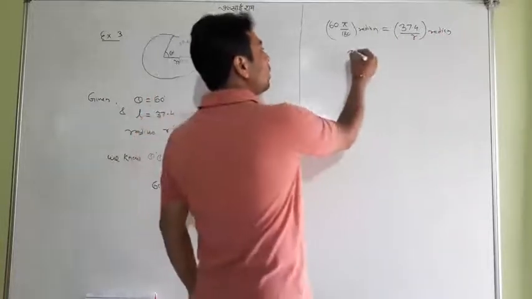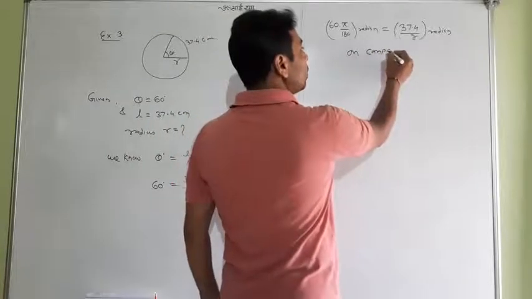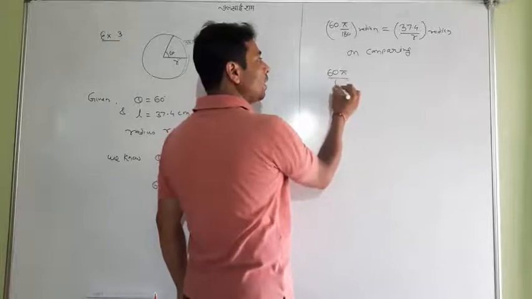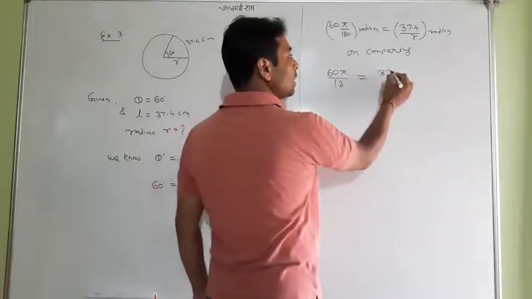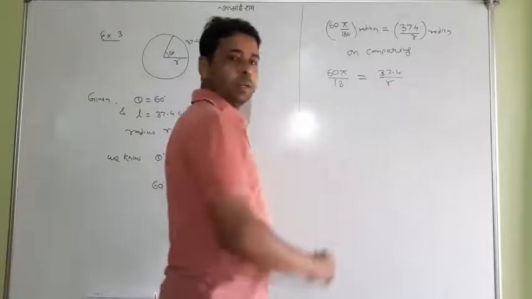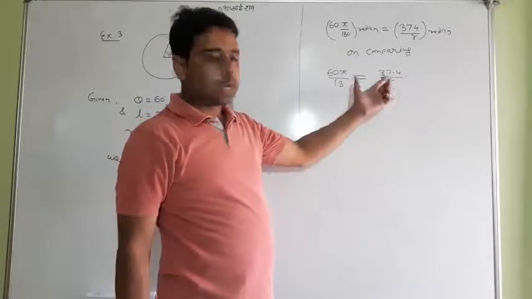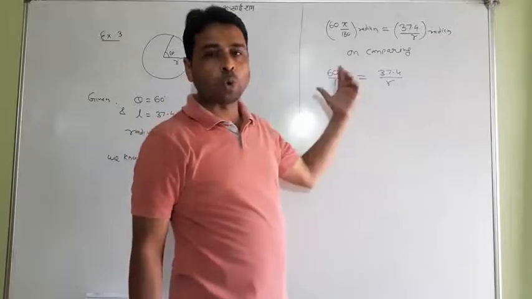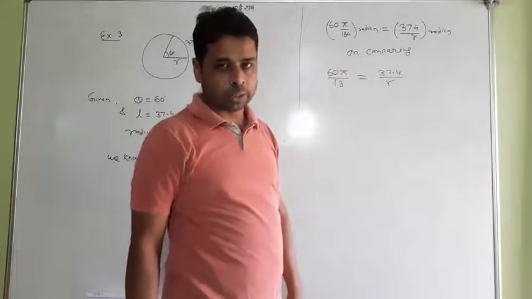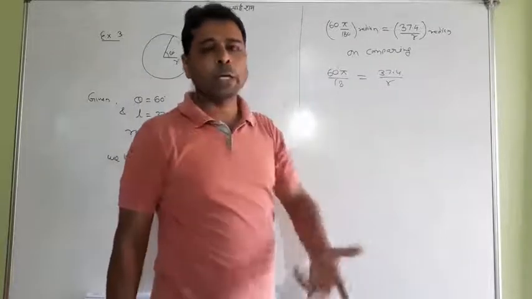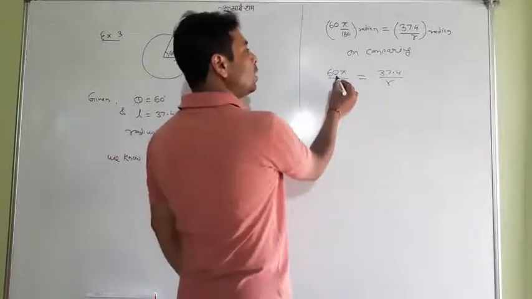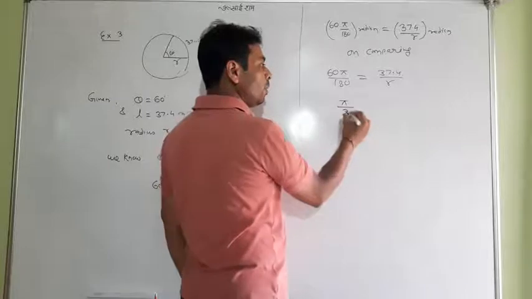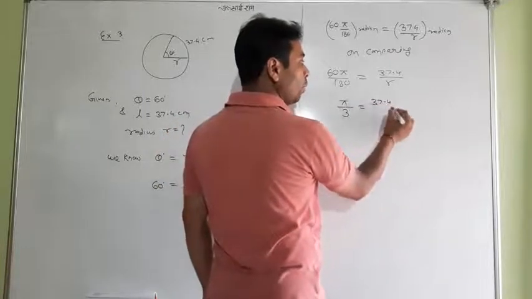So on comparing, you can write 60 pi by 180 is equal to 37.4 upon R. Now when you compare, it doesn't have any unit, it is totally independent of all the units. Now you can find R by simple transferring. So I just want to cancel these two. It's going to be pi by 3, equal to 37.4 upon R.